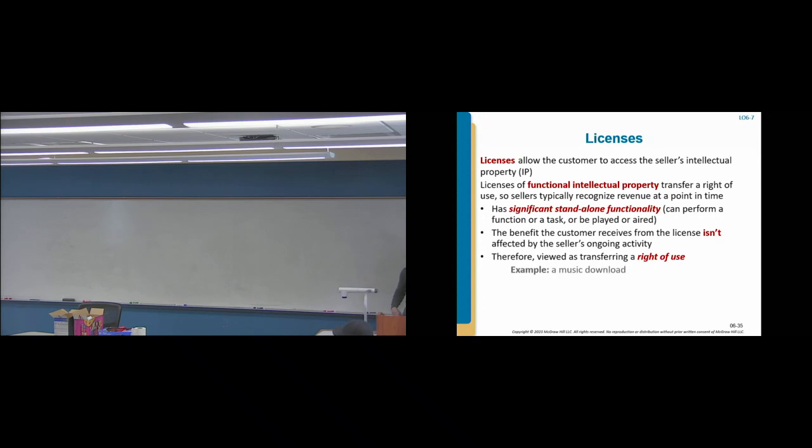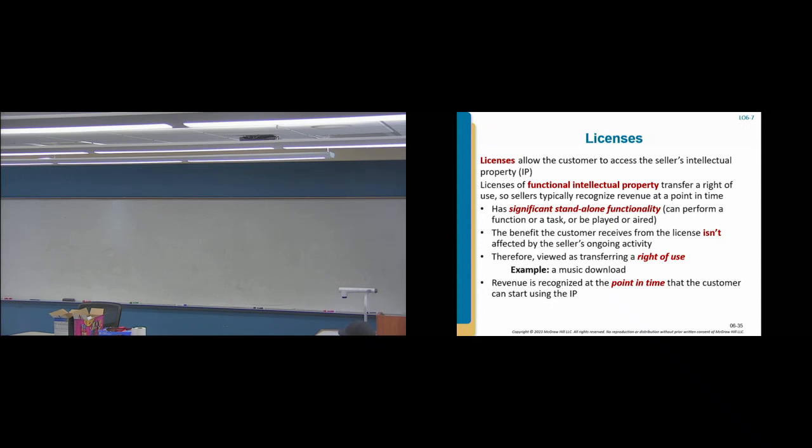We've got really two types that we talk about here. We talk about functional intellectual property, which is going to be the first one we discuss. And then on the next slide, we'll talk about symbolic intellectual property. We want to make sure that we understand each of these, because these are pretty commonplace nowadays, especially after you see what these are. A license allows the customer to access the seller's intellectual property. We call it IP for short.